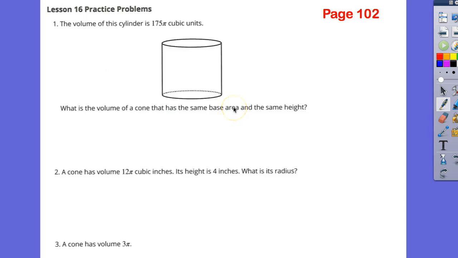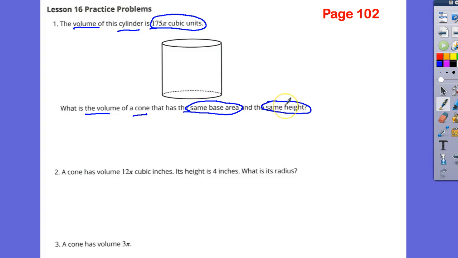Hello, in this video I will go over lesson 16 practice problems. Number 1, the volume of the cylinder. So we have a cylinder, so the volume of the cylinder is 175 pi cubic units. What is the volume of a cone that has the same base area and same height?